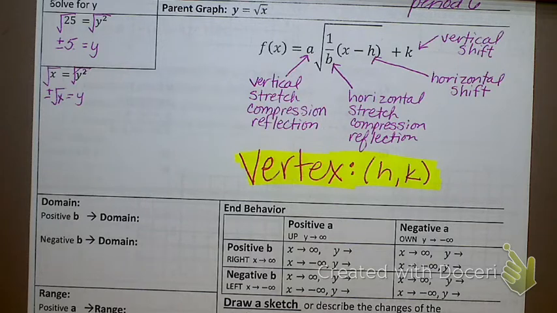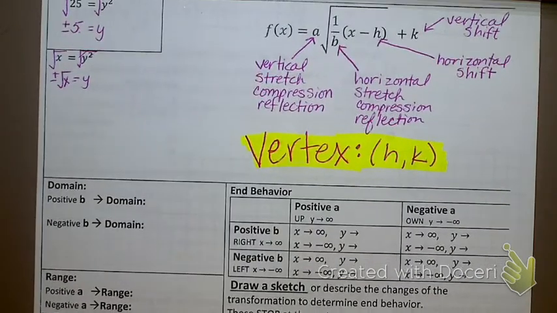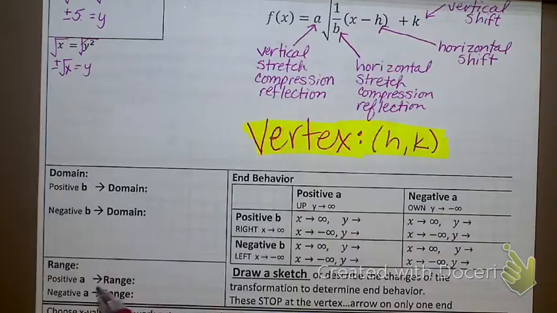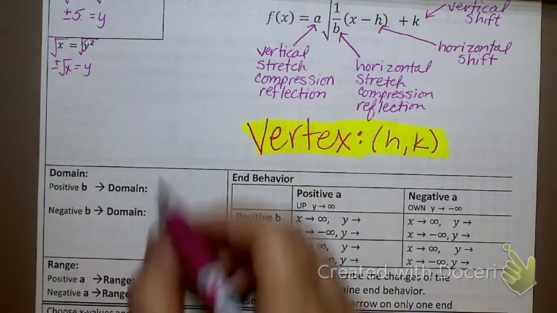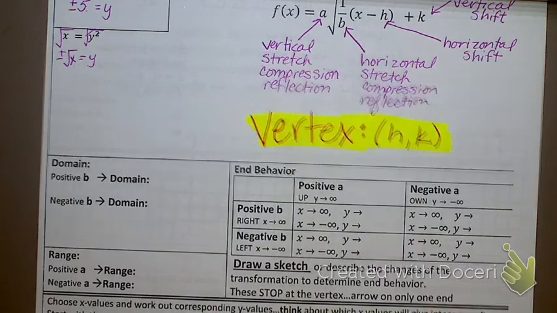Our vertex is H comma K. Now we're familiar with pulling out H and K, right? Because we had to for inflection points with the cubics and things like that. Okay? All right. Over here, domain and range I'm going to talk about a little bit right here. This is more for those of you that are really strong memorizers and you like things to memorize. That's great. I'm going to talk about it a lot more when I show you what it looks like on a graph.